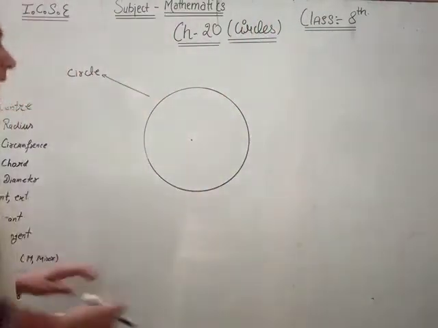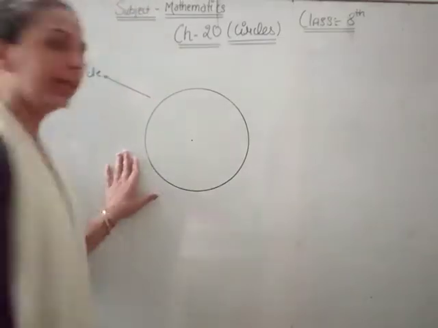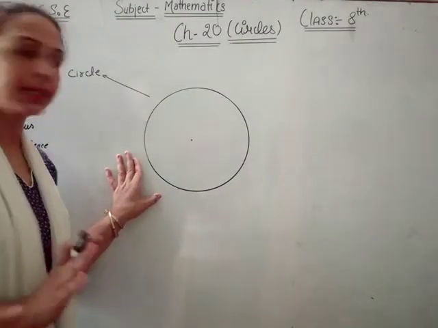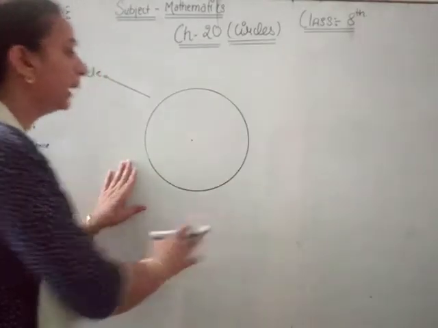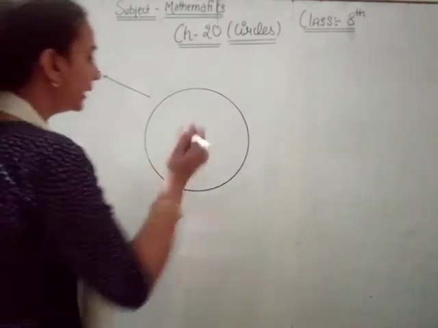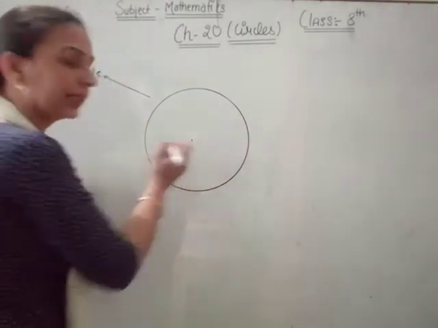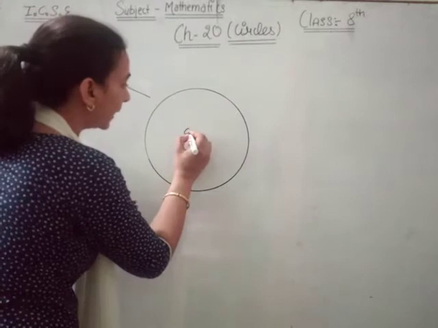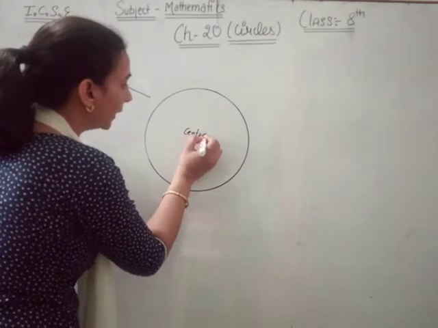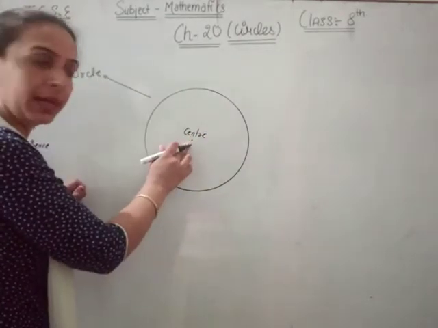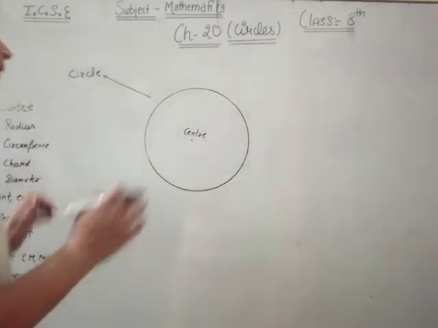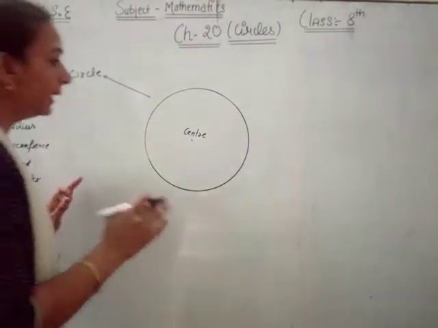First, this is a circle. Students, everyone knows about a circle. This is a circle. Then first, this fixed point is the center of the circle. This is the center. This fixed point is the center of the circle. Okay. After the center, the next is the radius.